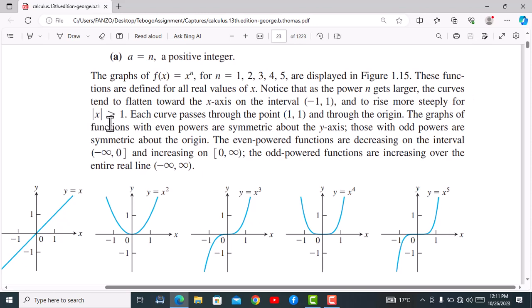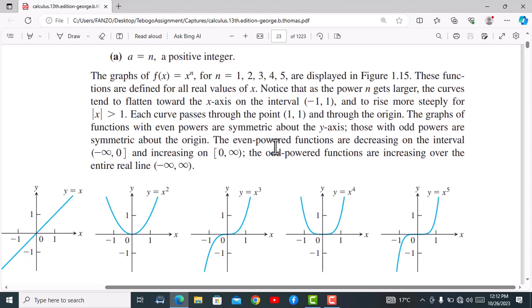So when x, remember here, x will be greater than 1 and minus x will also be greater than 1, because we know that the modulus of x is equal to x for x greater than 0 and minus x for x less than 0. So each curve passes through the point (1, 1) and through the origin. Okay, that is fine. The graphs of the functions with even powers are symmetric about the y-axis. We've already looked at that. Those with odd powers are symmetric about the origin.